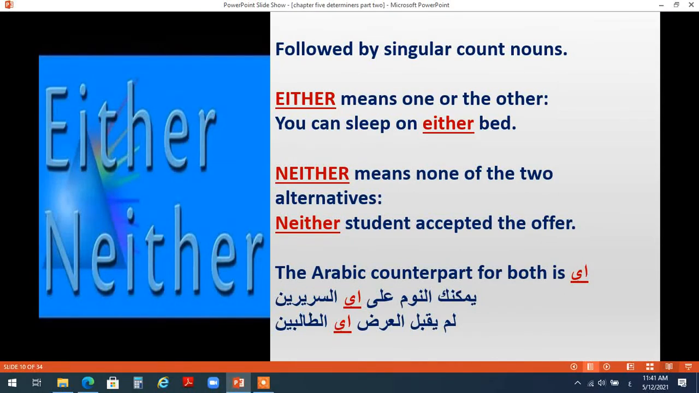For example, neither student accepted the offer. We have two students and no one of these two students have accepted the offer. إذن none of the two alternatives is possible. The Arabic counterpart for both is أي. إذا نستخدم كلمة أي للاستعاضة عن either و neither. يمكنك النوم على أي السريرين أو على أي من السريرين. لم يقبل العرض أي الطالبين أو أي من الطالبين. ونلاحظ أيضا أنه كلمة أي is inflected for case، يعني ممكن أن تأتي مرفوعة أو منصوبة أو مجرورة بحسب موقعها الإعرابي.